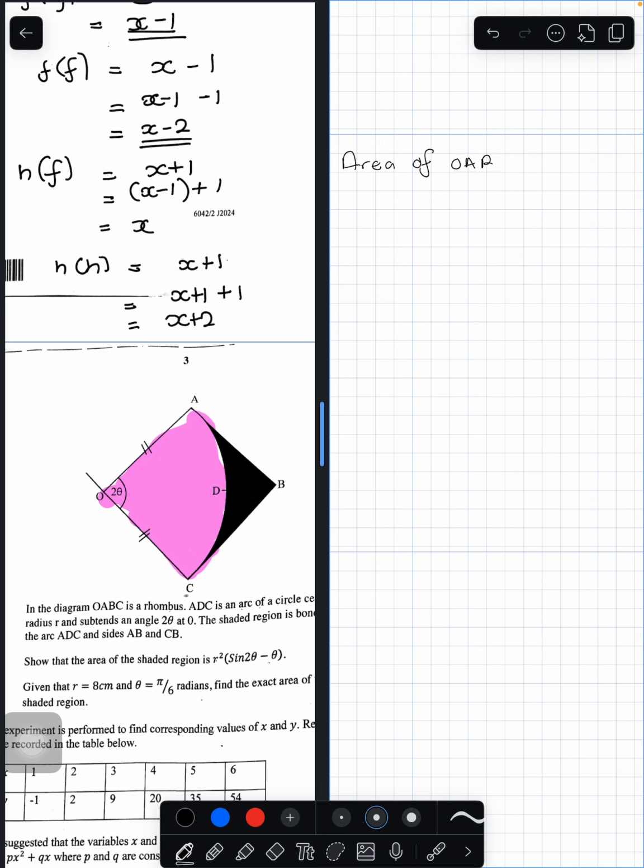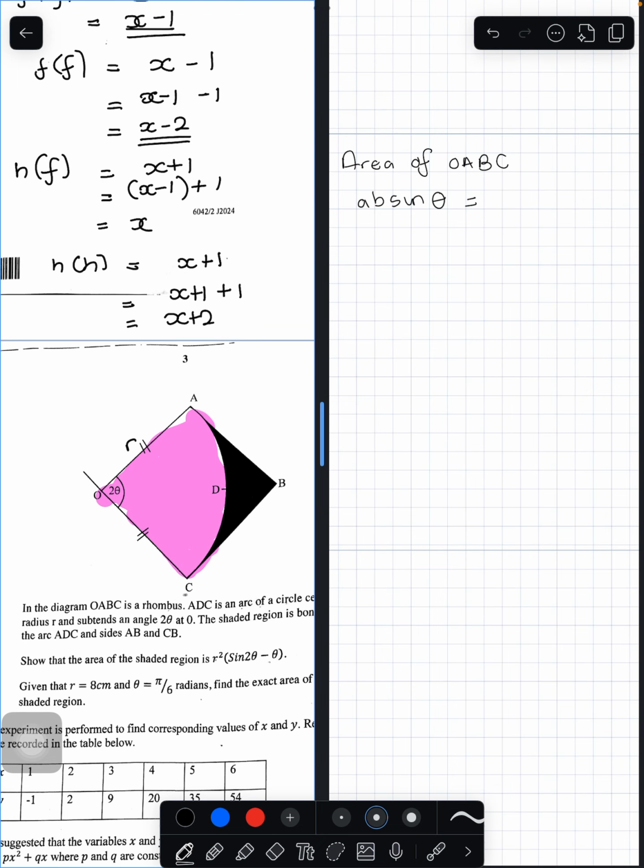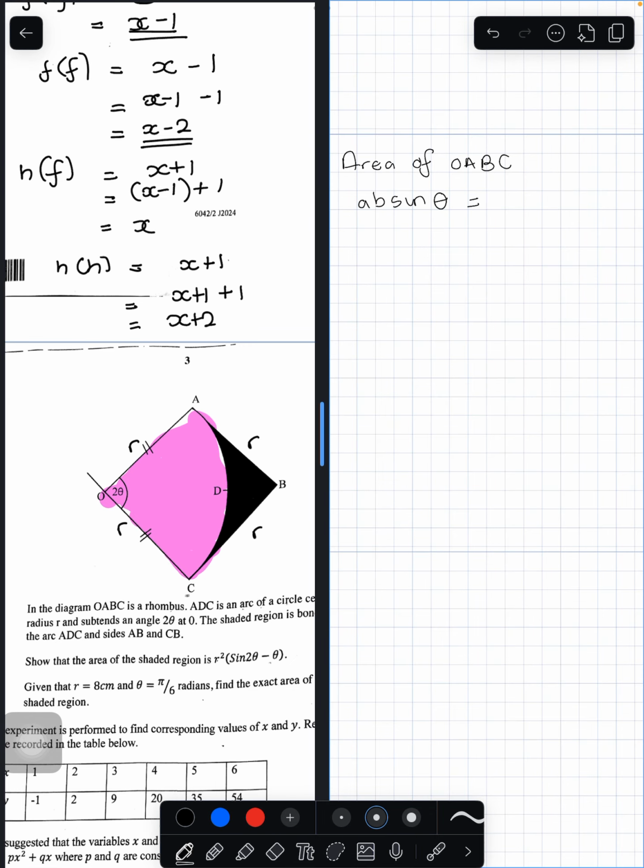Of OABC, the formula is AB sine theta. Our A and B, all sides are equal. So this side is R and this one is R, meaning that one is also R and that one is R. So A and B is R. So R times R is R squared. So it's R squared sine. What is our angle? Our angle is 2 theta, so sine 2 theta.